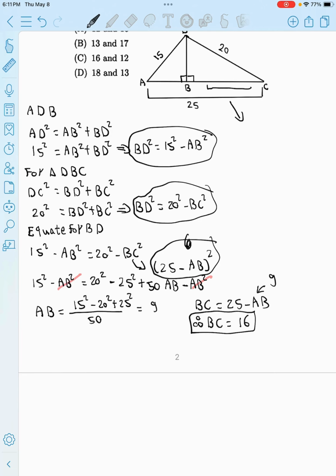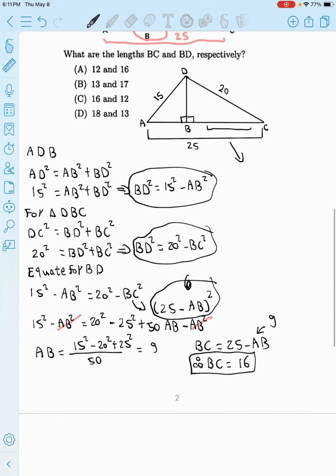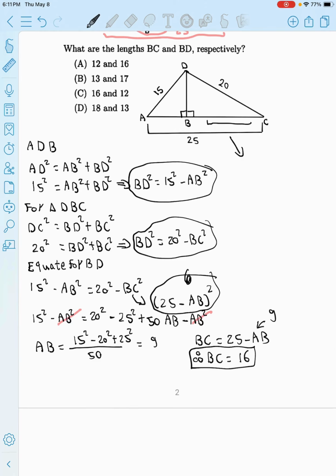Okay, last thing, use the other equation to try to get the BD. So we know that BD squared equals 15 squared minus AB squared. Therefore BD equals the square root of 15 squared minus 9 squared. So BD equals 12. So we get BC equals 16, BD equals 12.